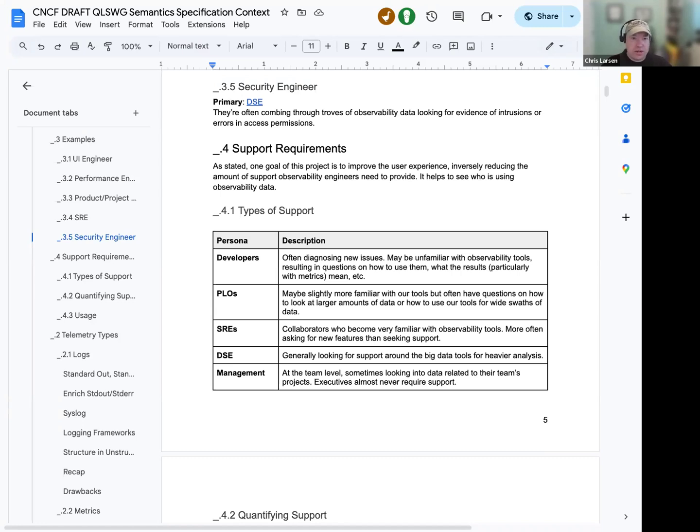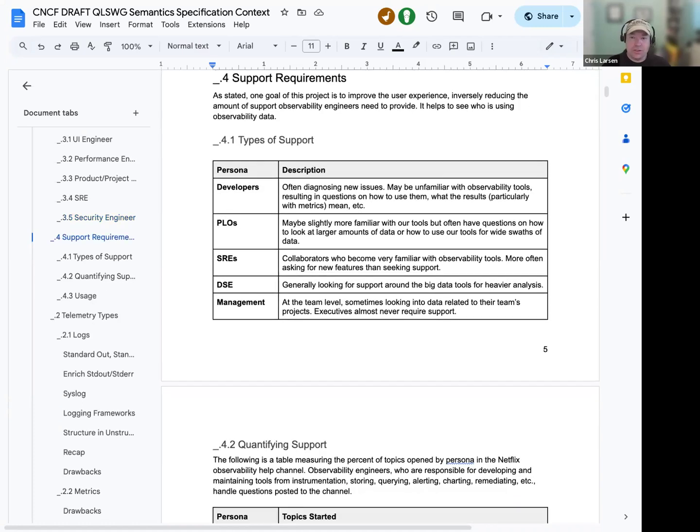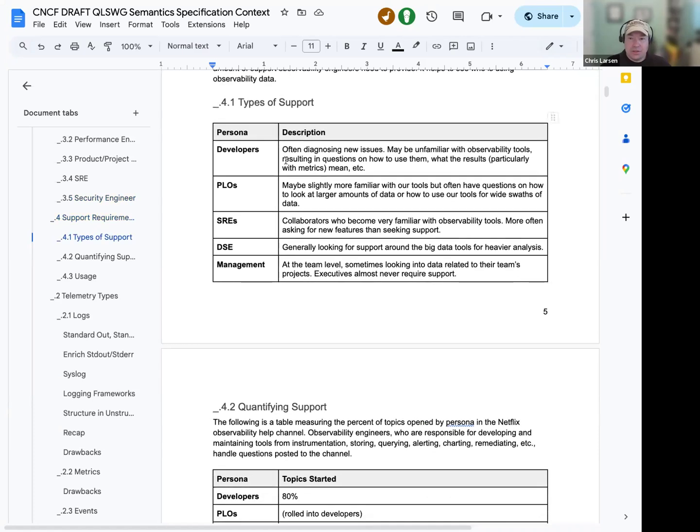Part of the goal of this standard is to reduce that burden on us as observability operators. It'd be great if we can standardize and everybody consuming it can understand, learn everything once around how to interact with observability information and then not bother us anymore and just ask for features. That'd be great. It'll never happen, but it's a nice goal, I think. So we talked about the amount of support each group or persona needs.